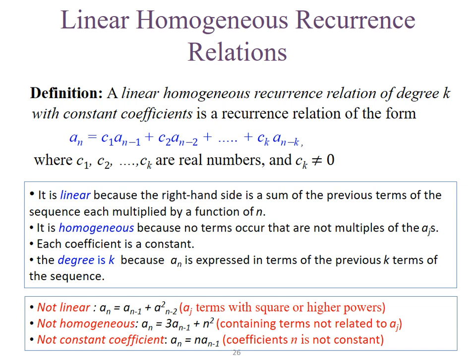Okay, so now let's go back to this definition again. Linear homogeneous recurrence relation. So when we have linear, then we have a linear combination of previous terms, that is k. Homogeneous means we only have previous terms in this linear combination. And then we have constant coefficients for each previous term.